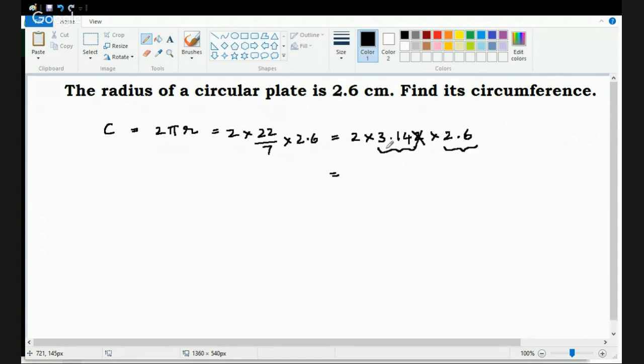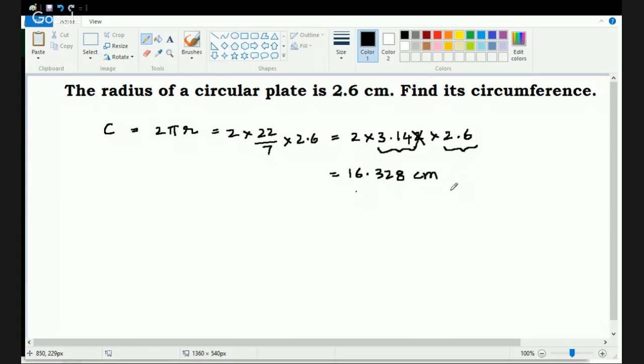16.33. Sir, 16.33. Okay. 16.3, you must be getting. 16.328, it should be 328 according to your multiplication. So many centimeters. But in your answer, how many digits should be there?